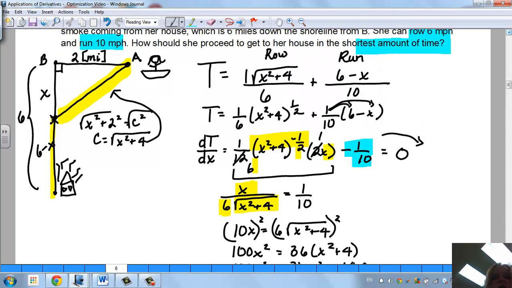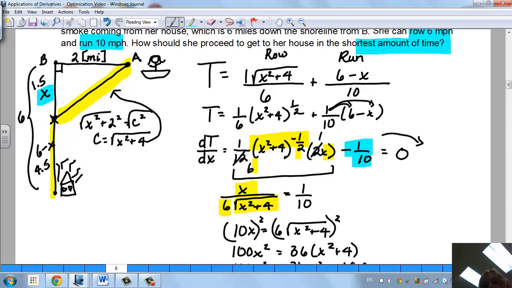So let's come up here. So now I know right here, this is 1.5. So that means if she rows on an angle here, hits the shoreline at 1.5, and then down here, if she runs the rest of the way, which is 4.5 miles, then she'll get to her house in the shortest amount of time.